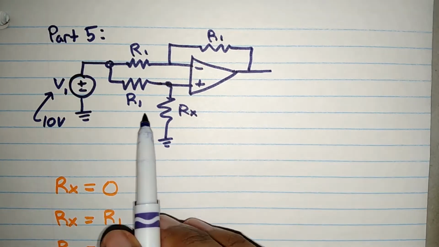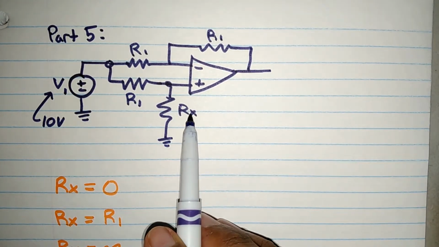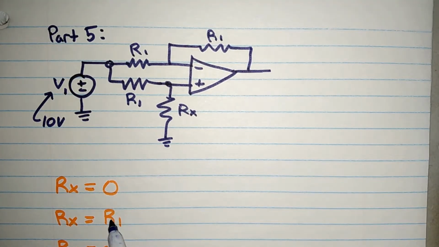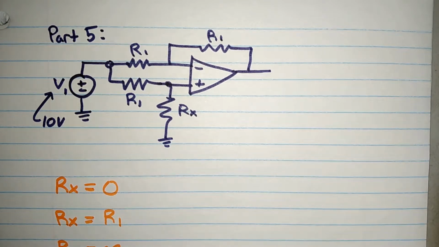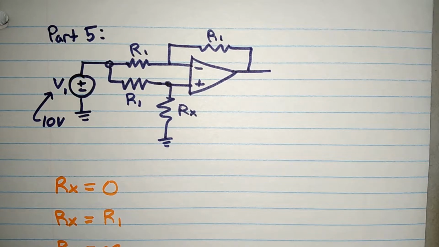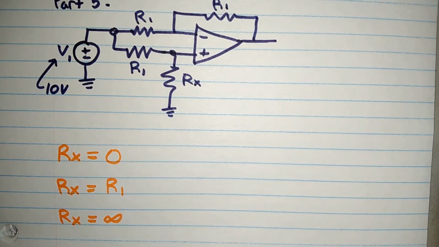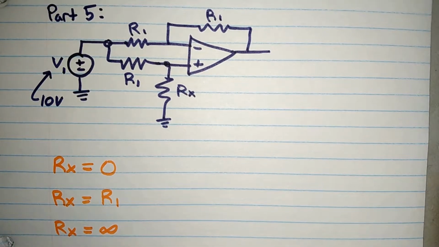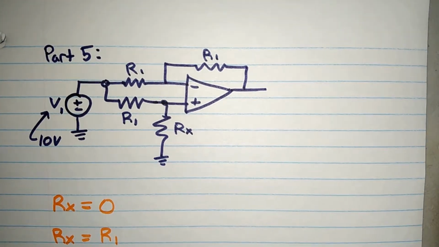We could create an equation in terms of Rx, and then plug in 0, and then plug in R1, and then plug in infinity to see what we get out. But it's easier if we just plug in straight up, because there's only 3 of them: Rx equals 0, equals R1, and equals infinity. So let's start with the first one.